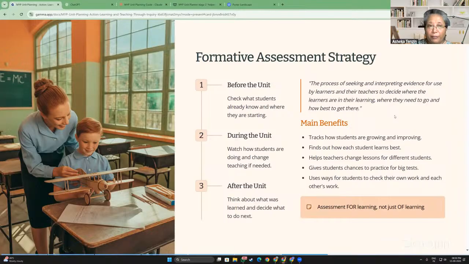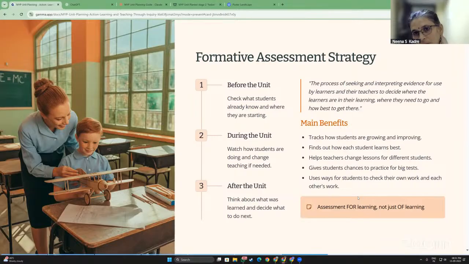So if everybody is writing that same thing in the wish, then you know that okay, next lesson I have to first look at that particular part, reteach it, and then go ahead. Right? So it will help you find out what the students have learned, and if they have not learned, then you reteach it. It will help teachers change lessons for different students.